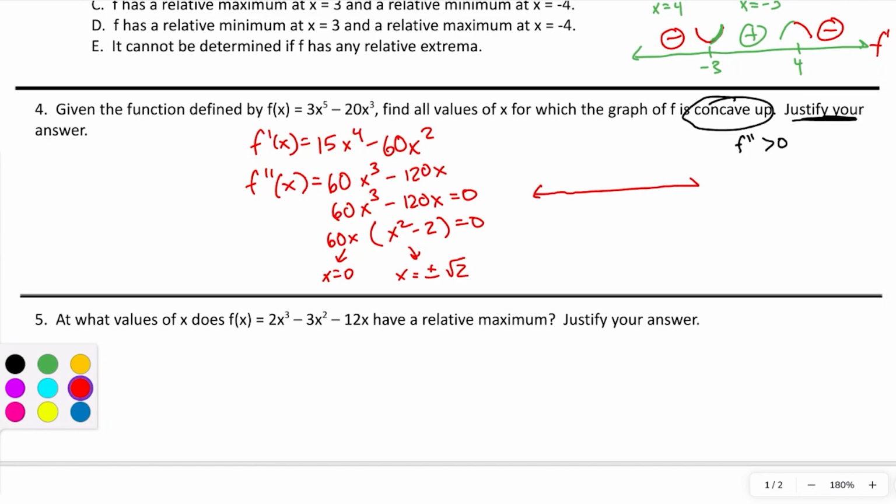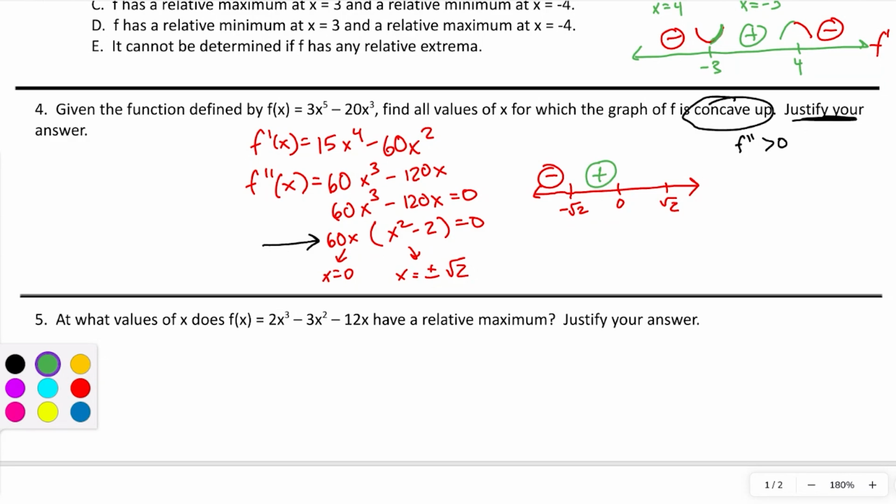Now I'm going to create a number line chart here with 0, negative root 2, and positive root 2. And I'm going to start inputting values into my second derivative. If I plug in a number like negative 10, that'll be a negative times a positive, which is negative. If I plug in negative 1 for the second interval, I'm going to have a negative times a negative, which is positive.